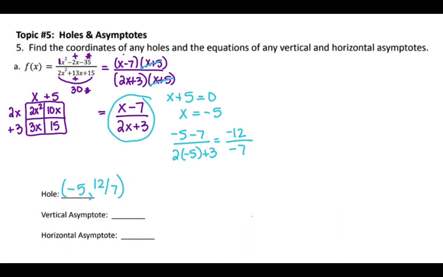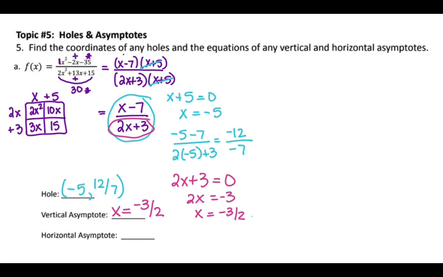Your vertical asymptote comes from any factors that were left in the denominator. So my factor that was left in the denominator was 2x plus 3, and I'm going to set that equal to 0. Subtract 3 from both sides, I get 2x equals negative 3. Divide by 2, and you get x equals negative 3/2. So that's going to be your vertical asymptote. So again, holes come from factors that cancel. Vertical asymptotes come from leftover factors in your denominator.